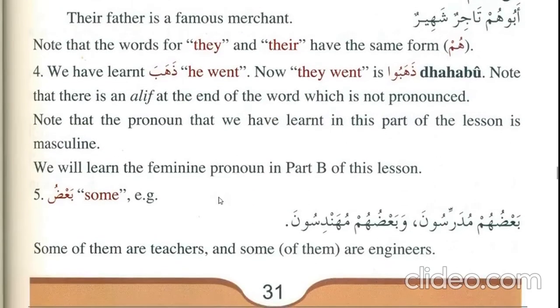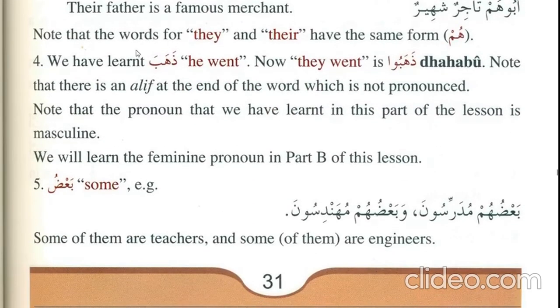After that, we have the verb zahaba, he went. You also studied that in the previous chapter. So now you will learn zahabu, they went, masculine plural. And note one thing, that this alif that you see at the end is not pronounced. So we will later learn the feminine of this verb.